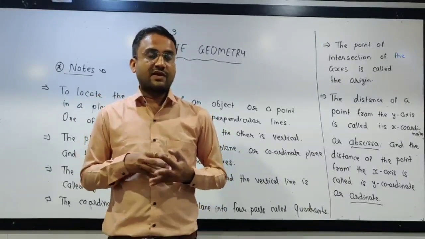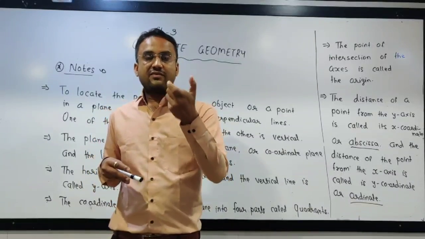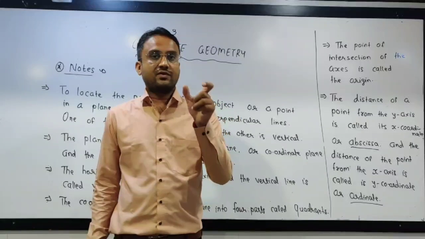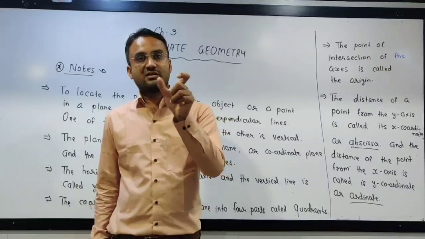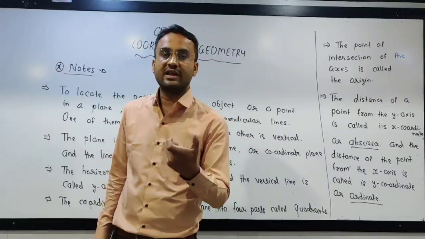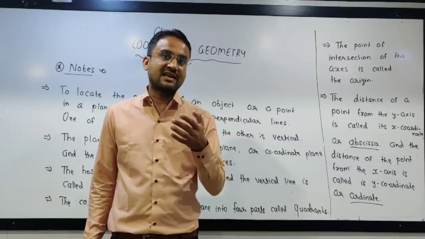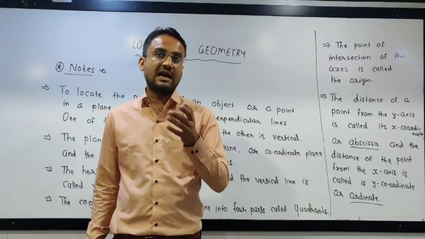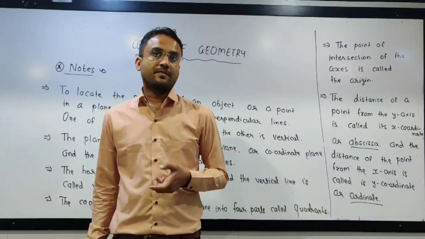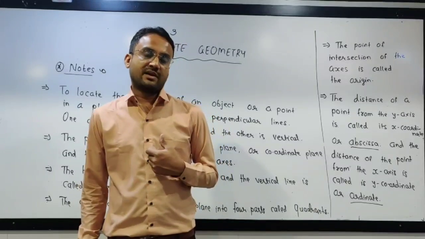Now, if I give you one example of an address, like Shraddha House 118, street number 15, street number 2. If I have the exact location, then only I can visit that house and deliver the pizza. So all of these are based on coordinate geometry.